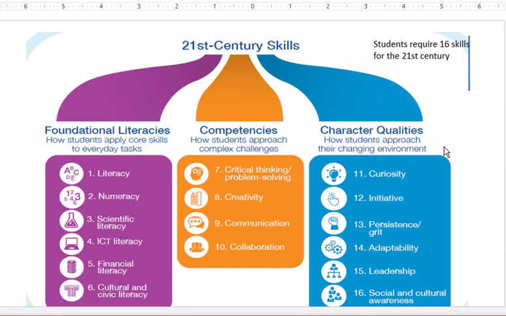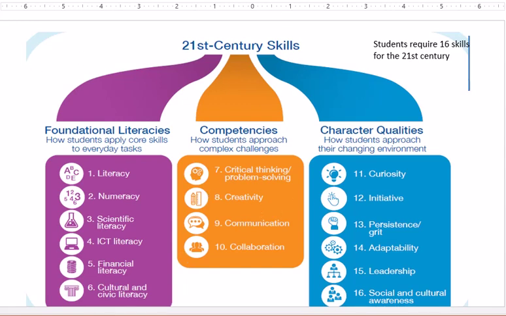The character qualities: a student who approaches this challenge in the environment must understand this. They must always be curious to learn, take initiative, be persistent. Adaptability, they need to adapt. They should not be always complaining about it, rather they should be able to adapt and make it better. They should become a better leader, lead the group, not become a nuisance to the community and always a problem creator. The social and cultural awareness must be known to the students. So these are all 21st century skills.